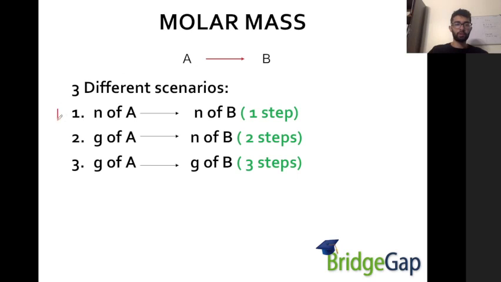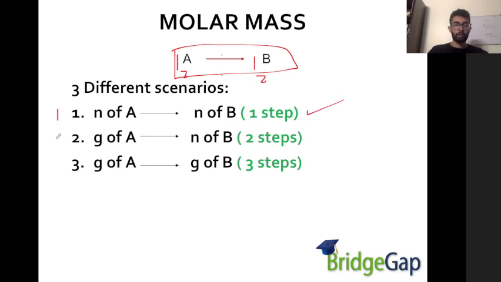So scenario 1, right, is where you'll have number of A. Let's talk about this. This is concerning this theoretical formula where A turns into B. So let's say they ask us, if you have this many number of moles of A, how many number of moles of B will you have? And so this is where the molar ratio comes in handy. Let's say this is a 1 to 1 ratio. We know that if we have 2 moles on the left, we're going to have 2 moles on the right because it's a 1 to 1 ratio. And so that only takes 1 step.